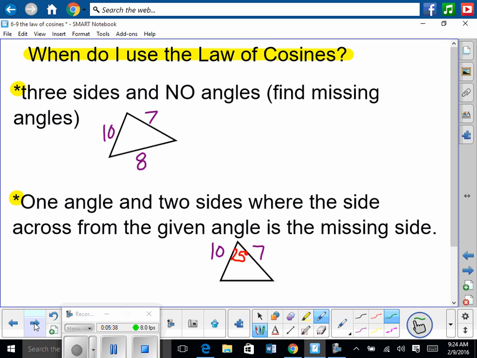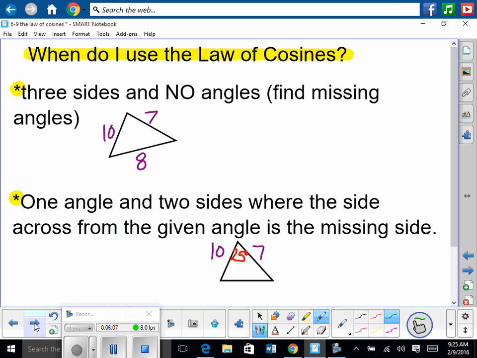So, when do I use the law of cosines? To find some missing angles. So if you have 3 sides and no angles, there's no way to use the law of sines. But you can use the law of cosines, which I just gave you the formula. So if we have 3 sides and no angles, we can find the missing angles by using the law of cosines. Then also, if you're given 1 angle and 2 sides, where the side across from the angle is the missing side, you can solve the triangle using the law of cosines.